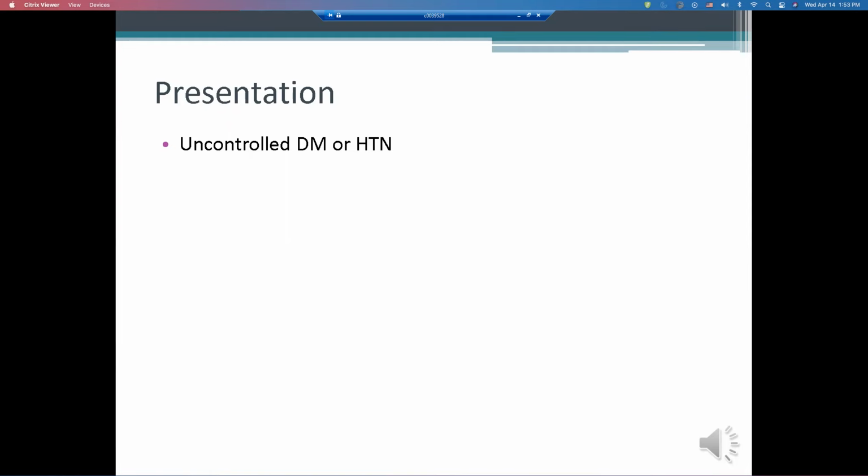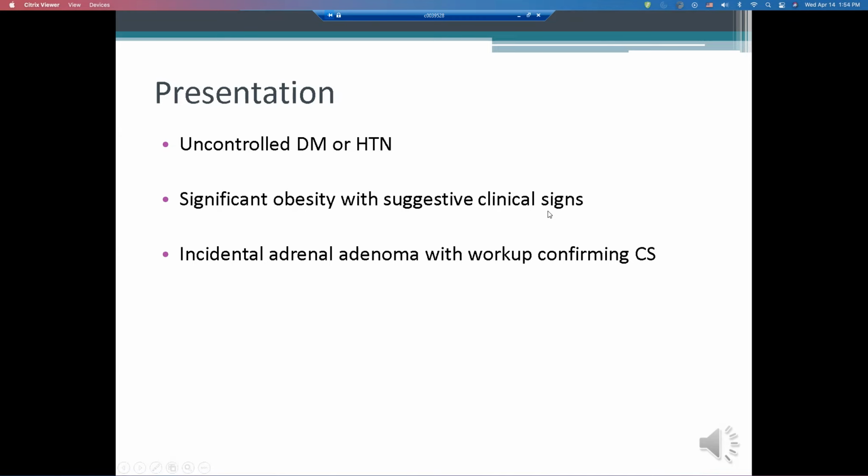So you sometimes can see moon face in many patients who do not have Cushing, but plethora on top of it, which is the redness of the face, is a strong sign suggestive of Cushing syndrome in general. You get also a fair share of patients with uncontrolled diabetes or uncontrolled hypertension who were worked up for secondary causes of these conditions, and Cushing was diagnosed. Sometimes significant obesity with some suggestive clinical signs will lead you to a diagnosis.